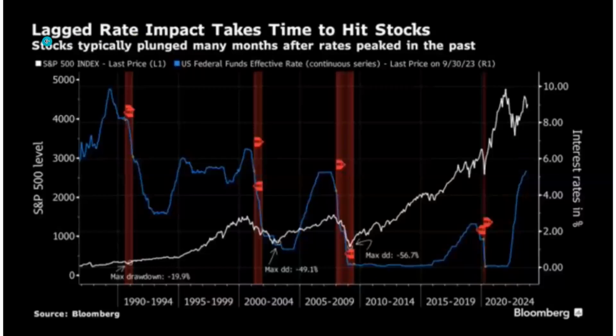And when you talk about the stock market and you take a look at the lagged rate impact, it takes time to hit stocks. Typically stocks plunge many months after rates peaked in the past. Now we're at this point right now. Okay, the big question in the market right now is, has the Fed funds rate actually peaked? And that's what many people are pricing in. And the stock market's been rallying tremendously here. And what's happening is people are actually pricing in rate cuts.